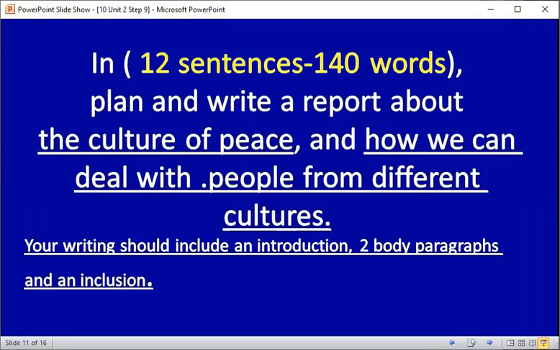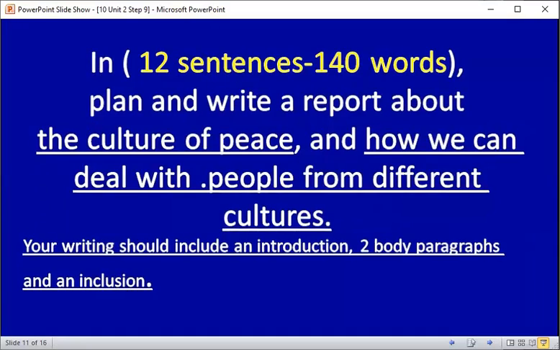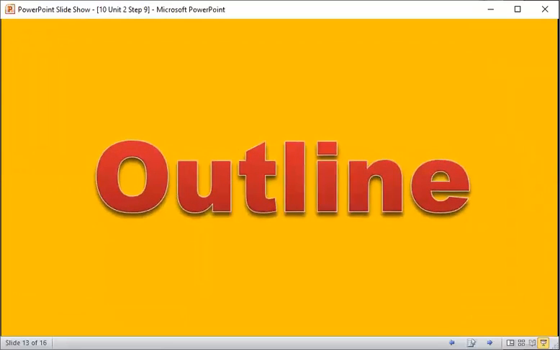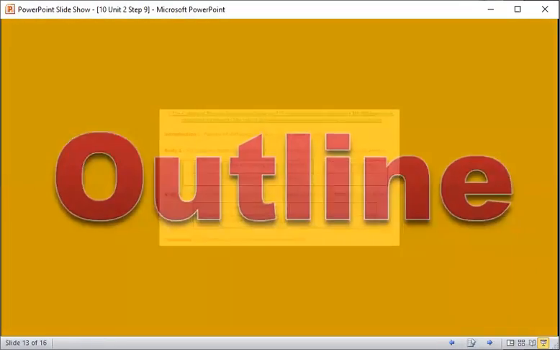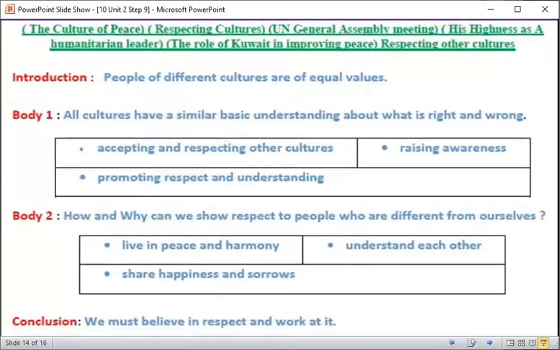So this is paragraph number 2. But remember, as I said before, your writing should include an introduction, two body paragraphs, and a conclusion. First of all, as I said, you have to write an outline. Here's a sample outline of our topic. I wrote an introduction that people of different cultures are of equal value. We are all in one world, we share the world together, and we have equal values.